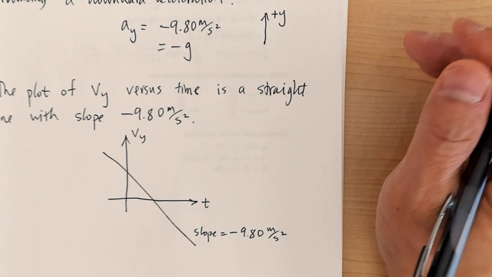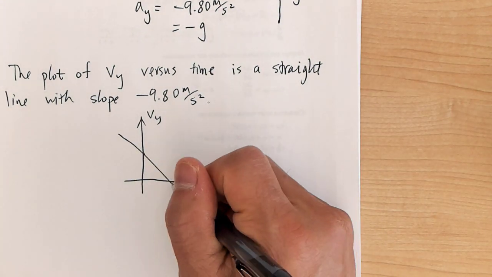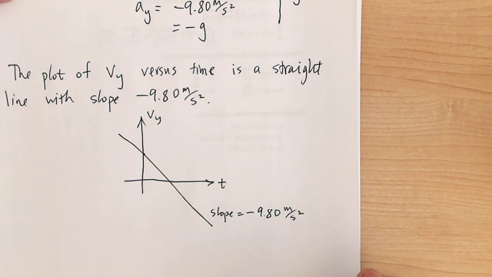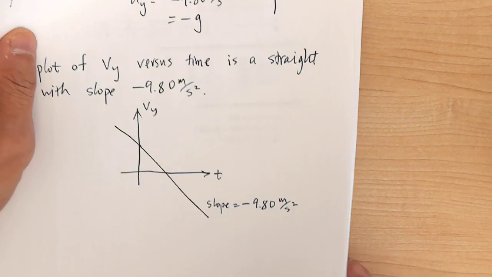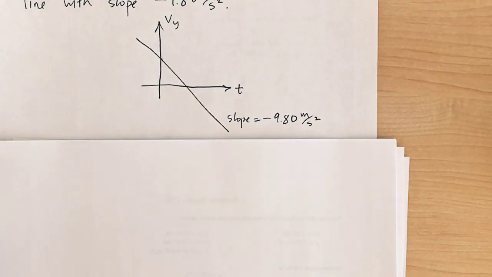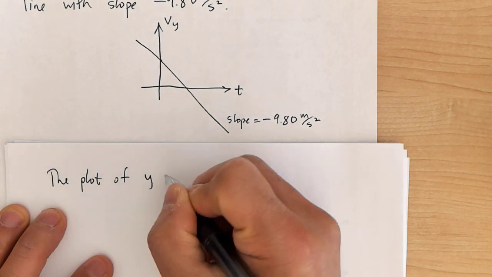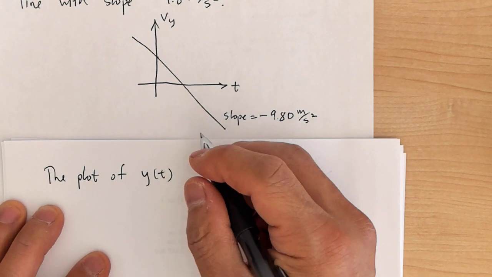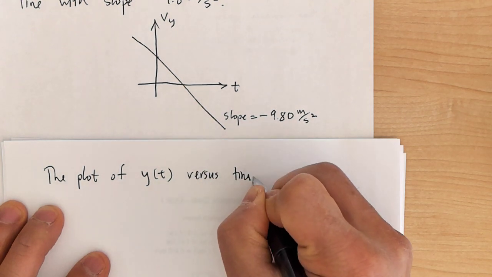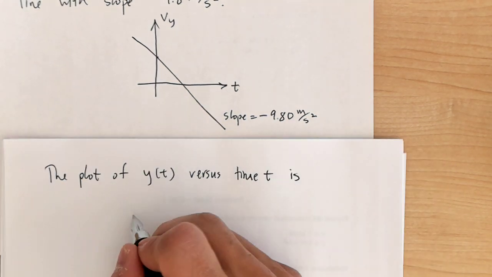I didn't tell you anything about the initial velocity. Let's say at t equals 0 it is positive, and then eventually it becomes negative. Then if I plot the corresponding plot of y of t, position in the y direction versus time t, it is going to look something like this.